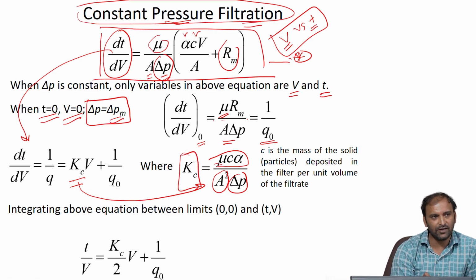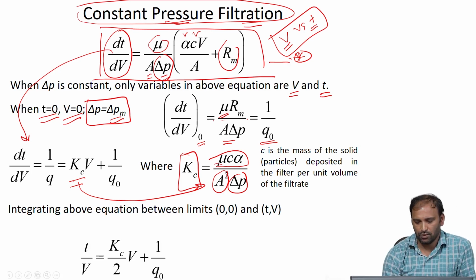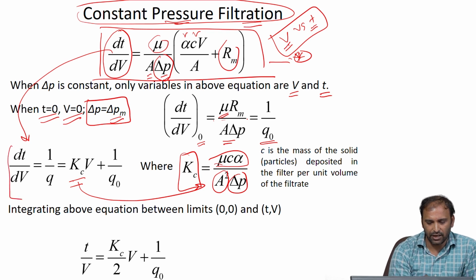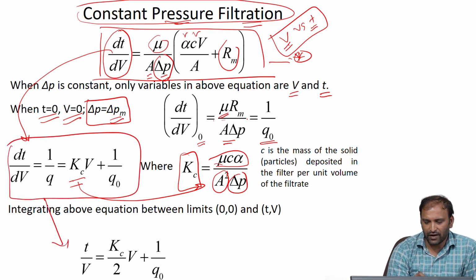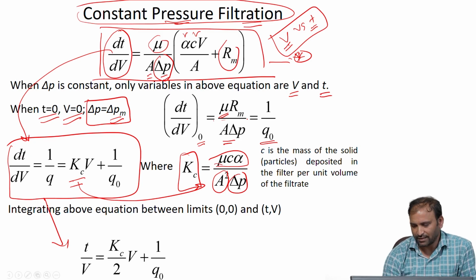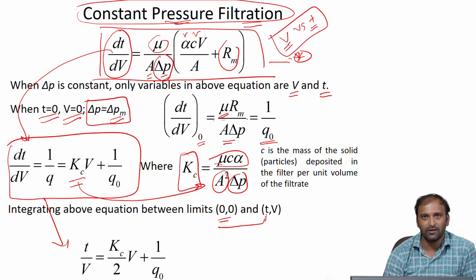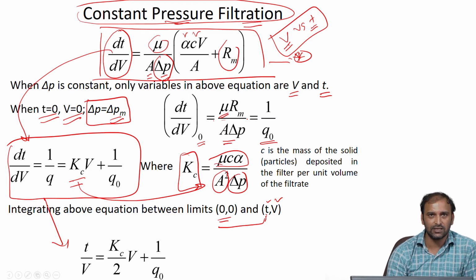Therefore, dt by dV is equal to Kc times V plus 1 over Q0. Okay, I can integrate this equation further, and then if I put the limits at time t is equal to 0, I have the coordinates t is 0, 0, and t, V. That means at time t is equal to 0 I do not have any filtrate collected, and at time t the total volume of the filtrate that I collected is essentially V.